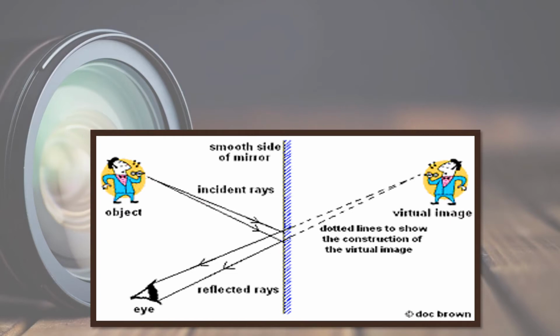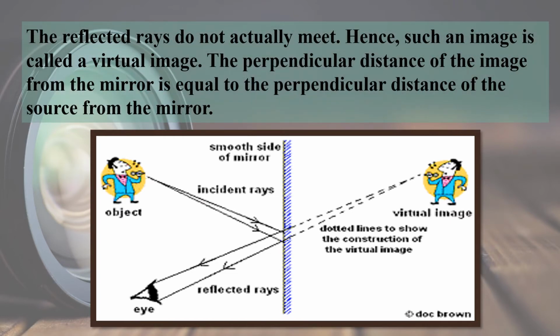So here you have to remember that the reflected rays do not actually meet. Hence, such an image is called a virtual image. जो इमेज रिफ्लेक्शन की वजह से फॉर्म हो रही है वो एक दूसरे से मिलती नहीं है, इसीलिए उसे हम लोग वर्चुअल इमेज कहते हैं. The perpendicular distance of the image from the mirror is equal to the perpendicular distance of the source from the mirror. From the place where the light is coming, okay, from that it is perpendicular. It is the perpendicular distance from the source, and it is the perpendicular distance of the image from the mirror is equal. Okay.